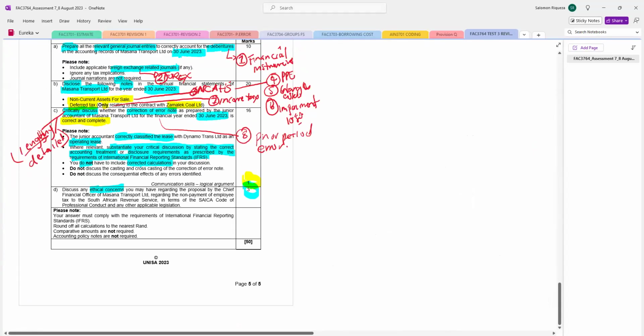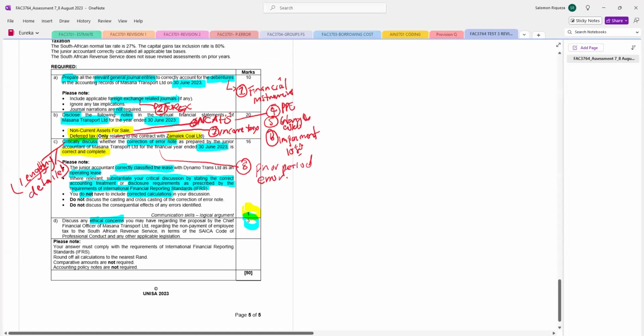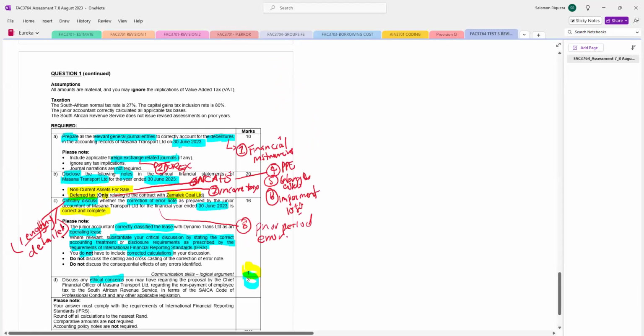They said, please note your answer must comply with requirements of International Financial Reporting Standards. Round all calculations to the nearest rand. Comparative amounts are not required. Accounting policies are not required. So they don't really talk about decimals. Okay, I'm just going to use the 2.